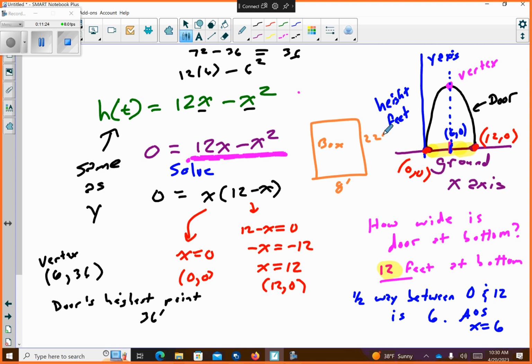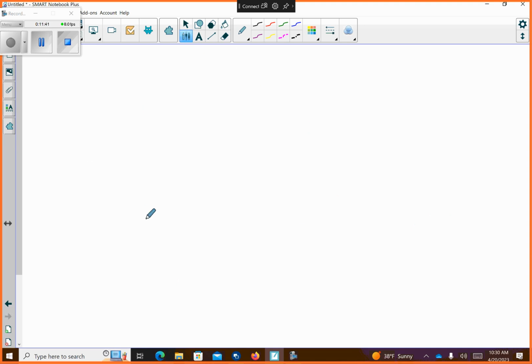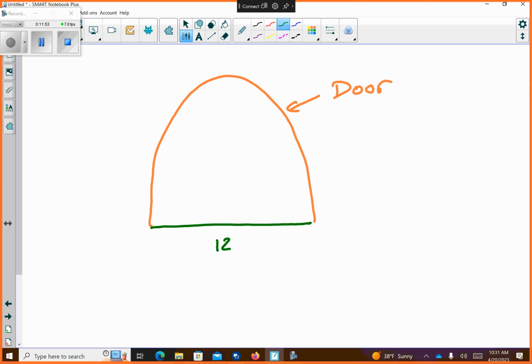So what we want to know is, could I push this 8 foot by 22 foot tall box through our door? Okay, so I'm going to go to another screen. I'm going to draw what we know. Okay, so we have this parabola. This is our door. And down here at the very bottom, it is 12 wide. Is that right? And how tall was it?